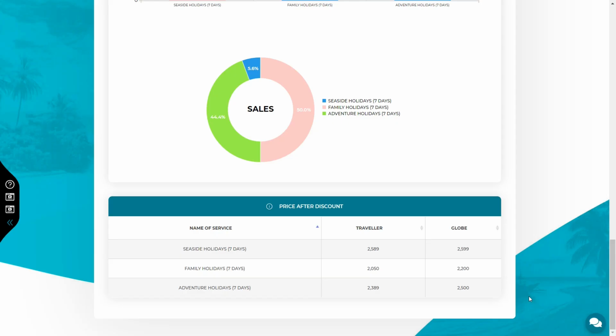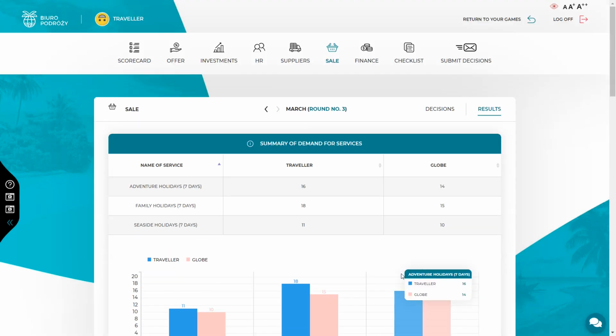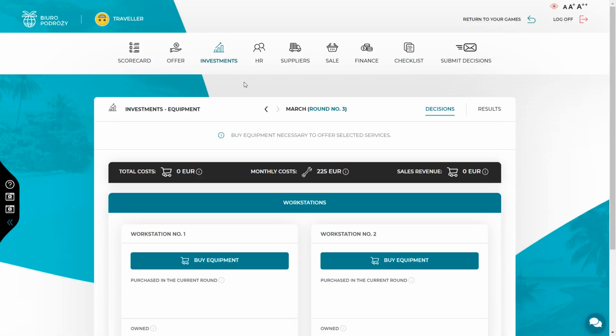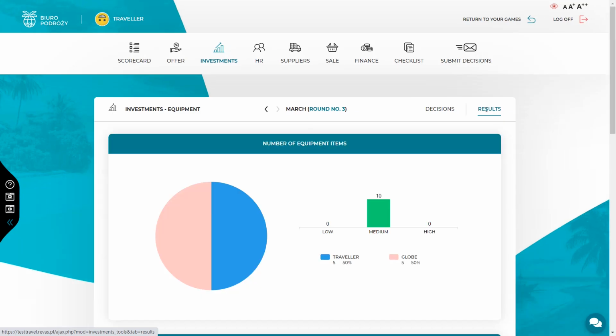Now let's analyze the results for equipment, employees and resources. Go to the Investment Equipment tab and select the Results section. In the first chart you can see the number of pieces of equipment in all companies, as well as their quality. In the chart on the left, you can select the color corresponding to the team you want to analyze and see how many pieces of equipment a given company has and of what quality.